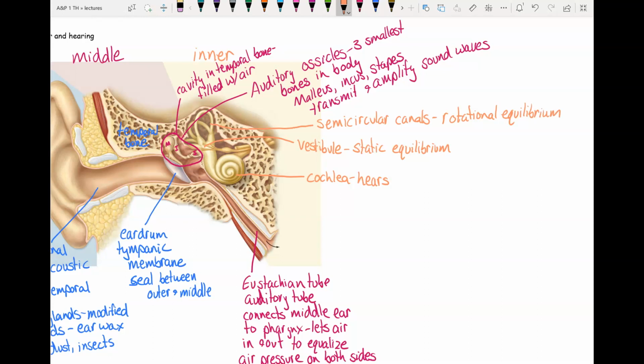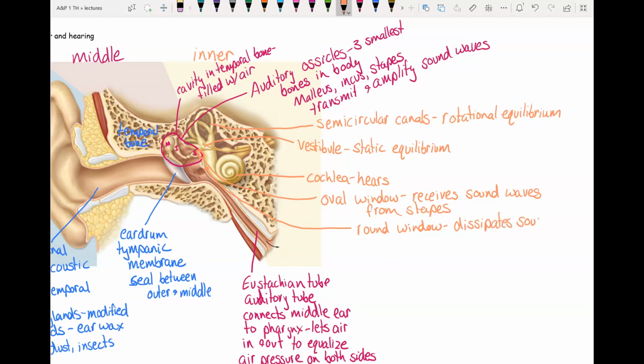Couple of other important parts here. Right here where the stapes connects, that spot is called the oval window. This is what receives sound waves from the stapes. Then there's another spot right about here called the round window. This is what dissipates the sound waves after you have sent a signal to your brain. This way you don't hear echoes in your head.